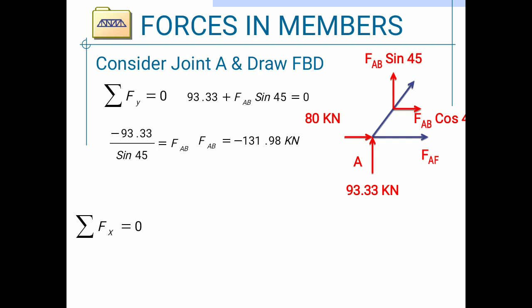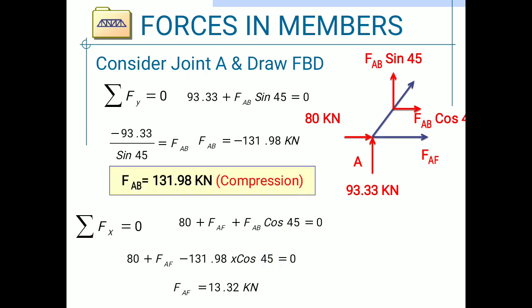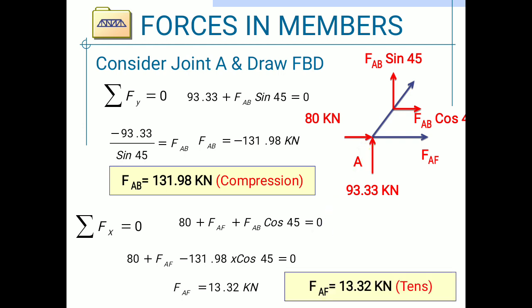Now, applying the second condition, summation Fx is equal to 0. There are three horizontal forces: 80 kN, FAF and FAB cos 45, all in the right direction. By solving this equation, we get FAF as 13.32 kN. So the final forces in the members are FAB 131.98 kN compression and FAF 13.32 kN tension.